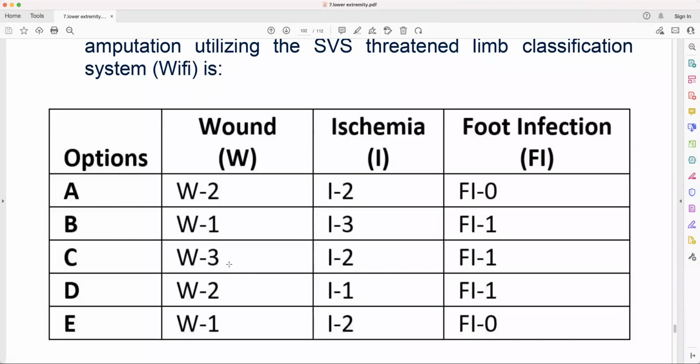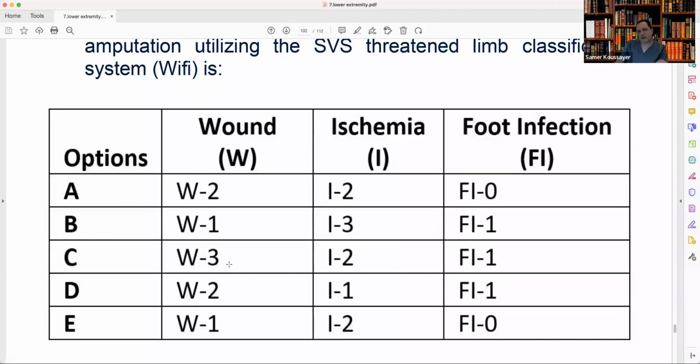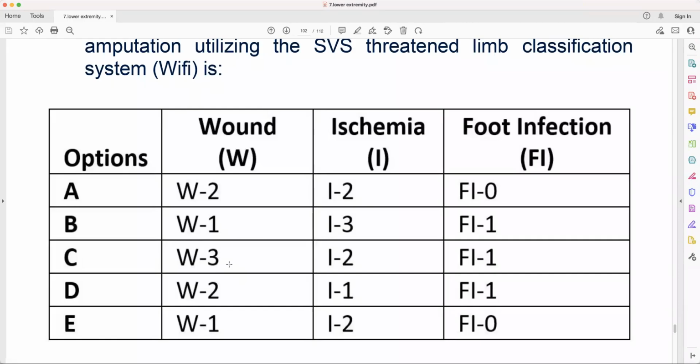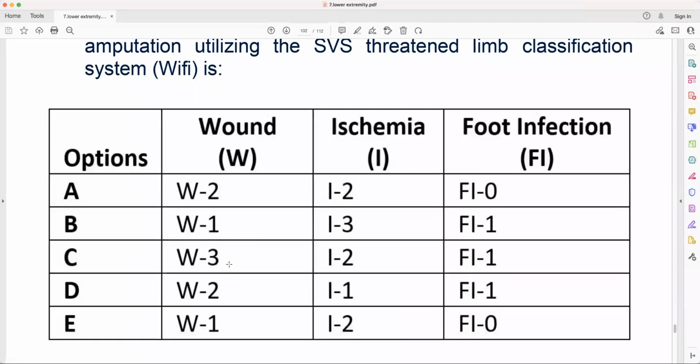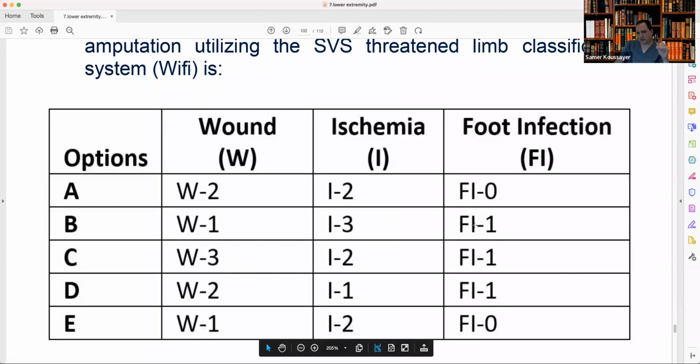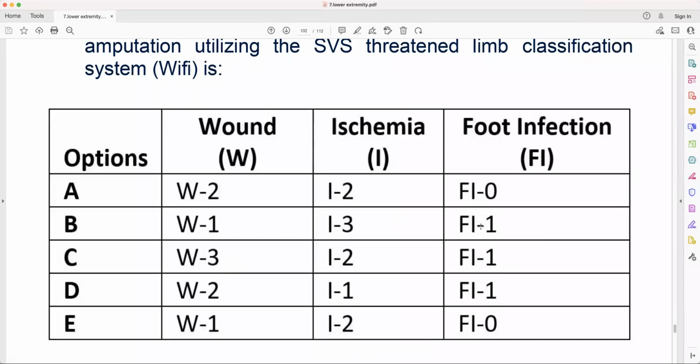But let's say you don't know about WIfI. You want to answer this question, right? We know the higher numbers mean the wound is worse and the ischemia is worse, the infection is worse, correct? Because they go 0, 1, 2, 3. So if you go to the last one, you have 1 and 0. The 0 is wrong, but you still have one of the 3 answers, correct? B, C, and D.